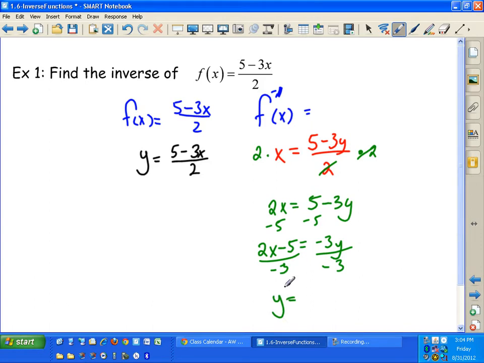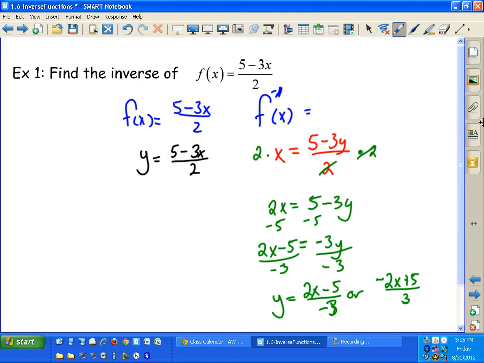My y, my inverse function, is, well, you can go 2x minus 5 over negative 3, or you could move the negative up to the top, which distributes throughout the top, and so you'd get negative 2x plus 5 over 3, or even flip-flopping the 5 and the negative 2x might be a way you'd see it. 5 minus 2x over 3 would be the inverse function of this. And so if you were to graph these, you could see that they were inverse functions.